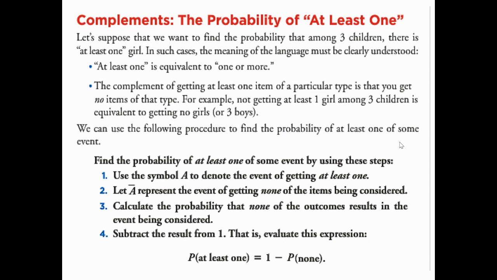The way we set it up is this. We use the symbol A to denote getting at least 1. We let the complement of A, A bar, represent the event of getting none of the items being considered. We calculate the probability of none of the outcomes resulting in the event being considered, and then we take that and we subtract it from 1. We use this complement rule.